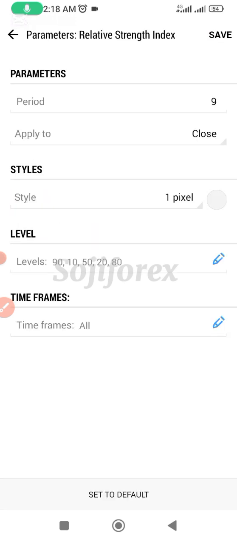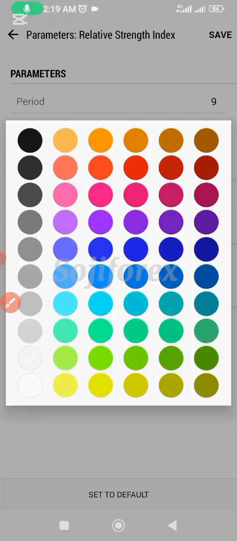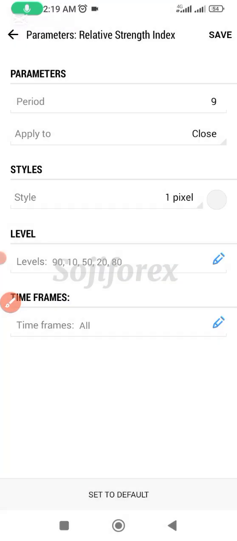Then here is my relative strength index. The period is 9. Then you can see the levels. As for this pixel color, if your background is black, kindly change this pixel color to black. My background is white, so I am leaving it at white. And here are the various levels.